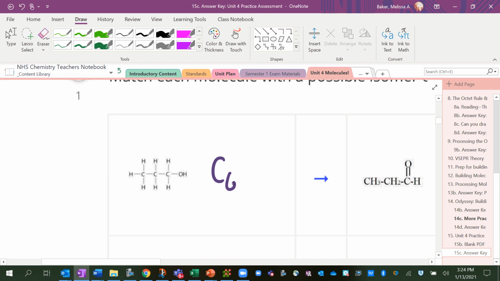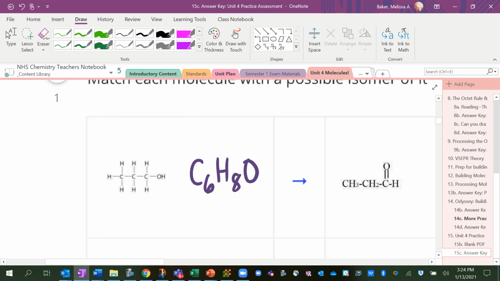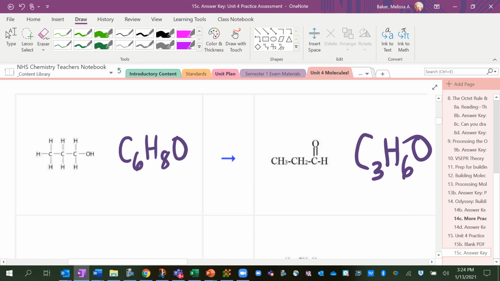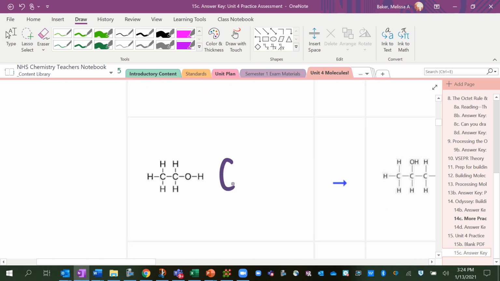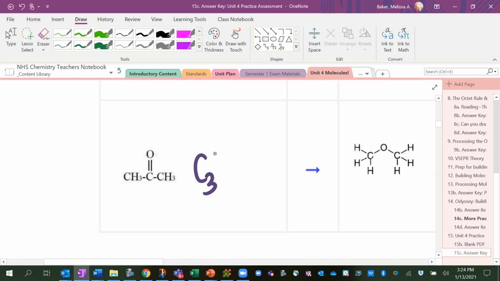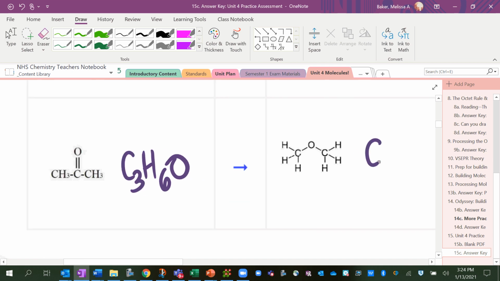It's kind of useful to just write out the formulas for each by counting up how many of each atom there are, because then we can really figure out, is it an isomer? Does it have the same formula? So let's see, this one is C2H6O. This one is C3H8O. And we've got C3H6O. And we've got C2H6O.